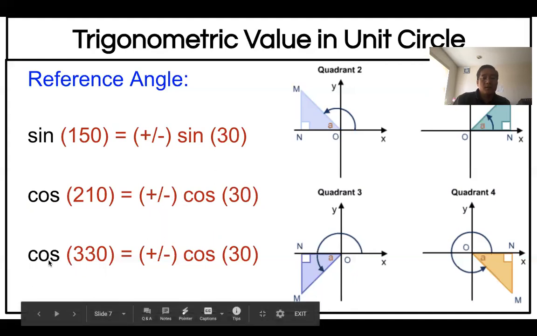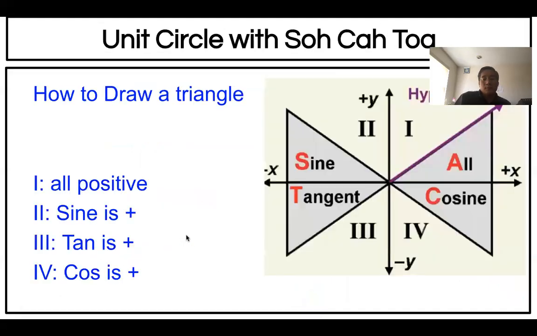How about cosine 330 degrees? 330 degrees is here. Then you do this to get the reference angle: 360 minus 330 is equal to 30, so cosine 30. In the All Sin Tan chart, cosine is positive here, so you get the positive. So cosine 30 is exactly the same as cosine 330.